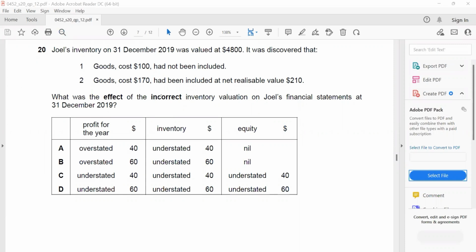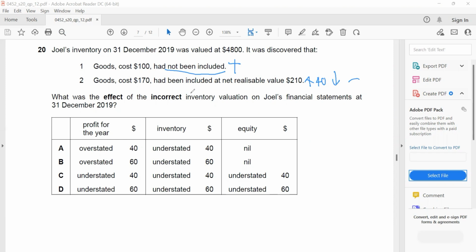Okay, what was the effect of the incorrect inventory valuation? So this one not been included, that means we had to plus it. Okay, but this one, goods cost 100 has been included, so this is overstated. Closing inventory overstated by 210 minus 170. This one is overstated by 40. So we had to reduce it. We had to reduce, we had to minus.